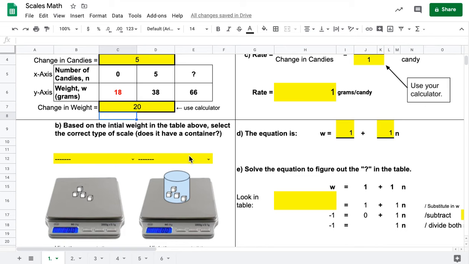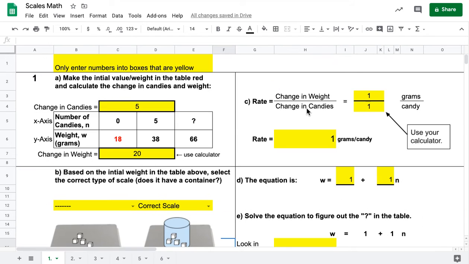So this time I'm going to select, see what this little arrow is? You hit that, and we're going to say correct scale. So now we know this is the correct scale. Okay? Now we're going to go over here to C.